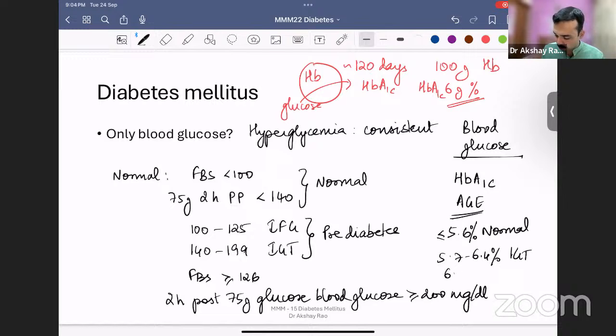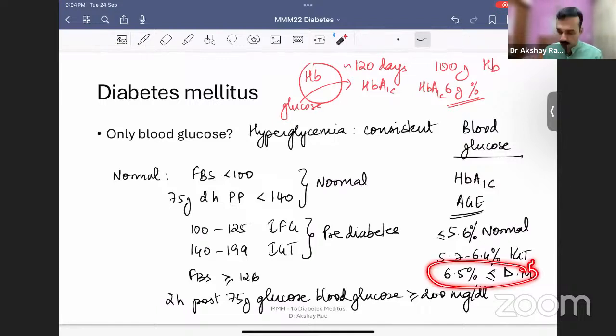Anything above 6.5% will be diabetes mellitus. That clear? 6.5% and above will be considered as diabetes mellitus. In this case, one single value is enough. You need not look for consistent hyperglycemia, but if you get this kind of a value, you better repeat it. So at least a 2 week gap, you leave and you repeat.